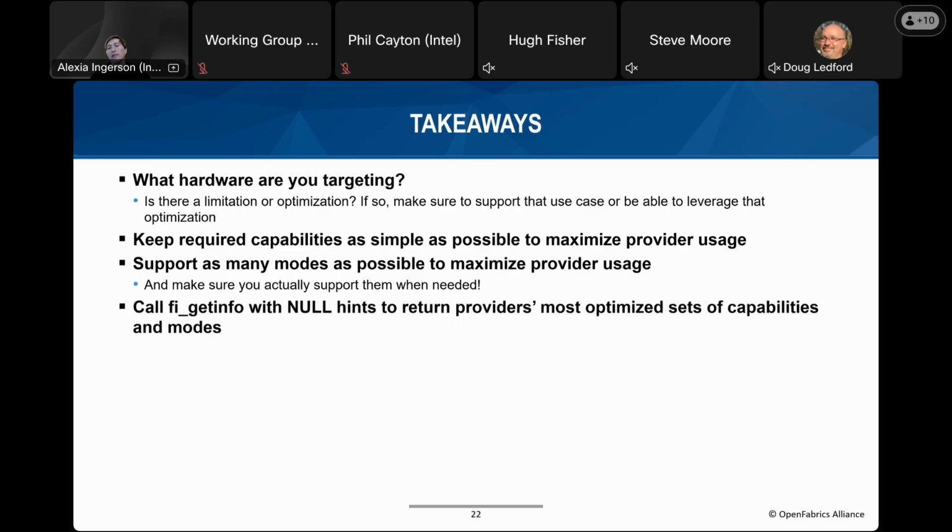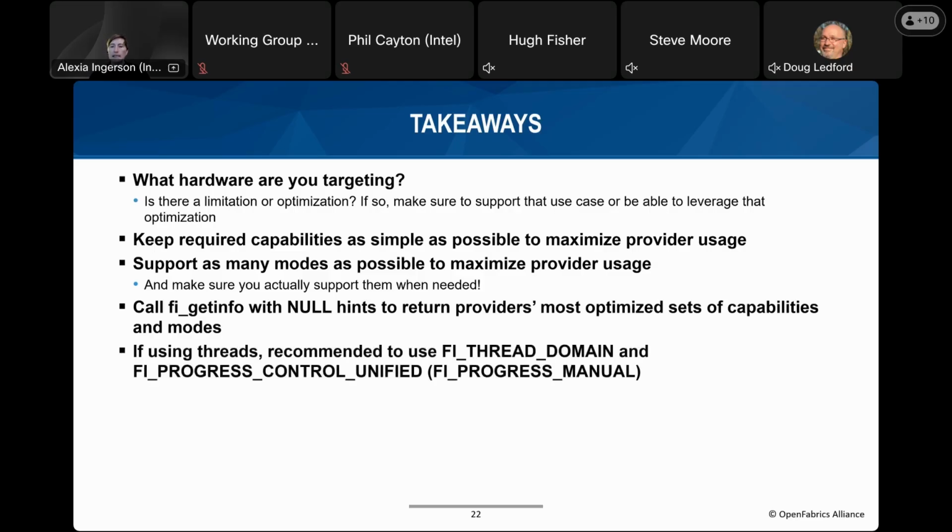It's helpful to call GetInfo with null hints, which will often return a provider's most optimized sets of capabilities and modes. So you can look at those and make some decisions and trade-offs for your specific use case for what you actually want to request and enable. And then lastly, if you're using threading, I recommend, if possible, to use thread domain and progress control unified, which is basically manual progress with control serialization, and that will pretty much remove all the locks on the OFI side.